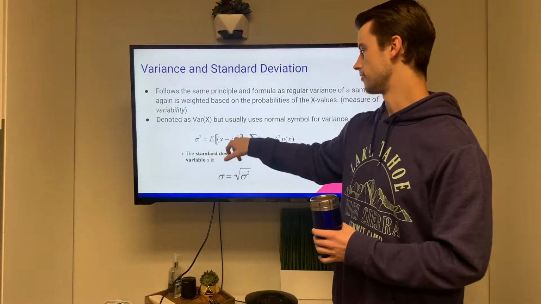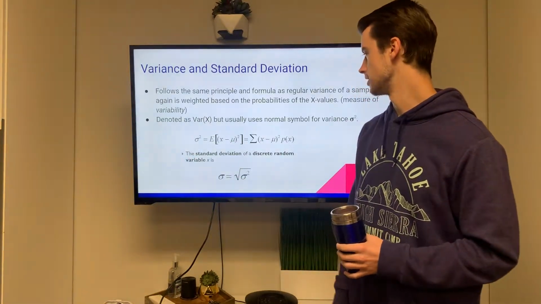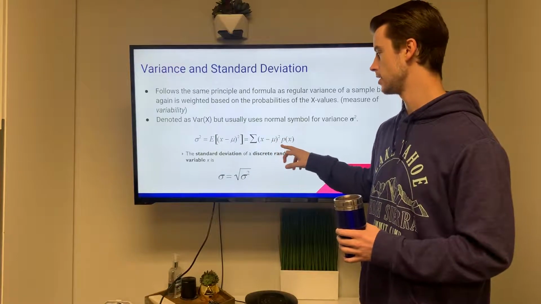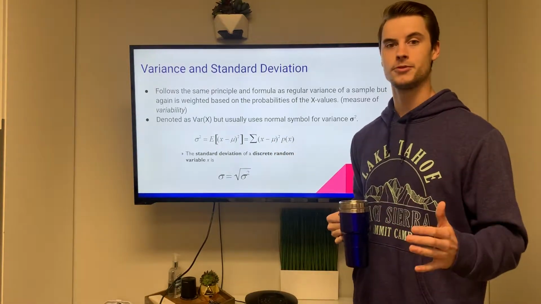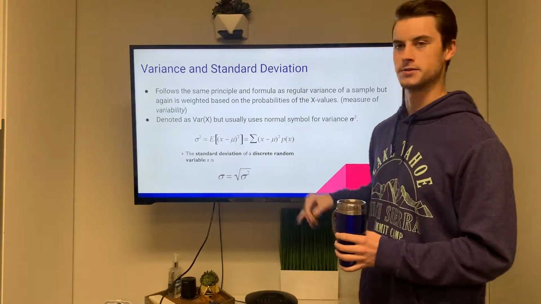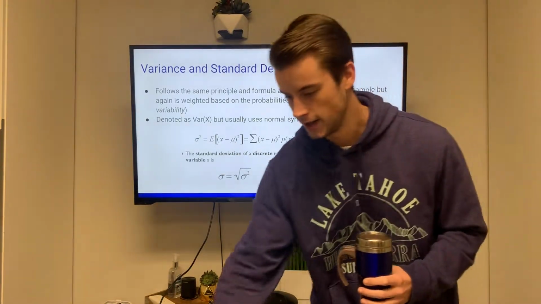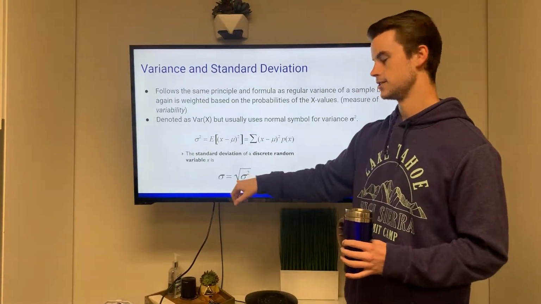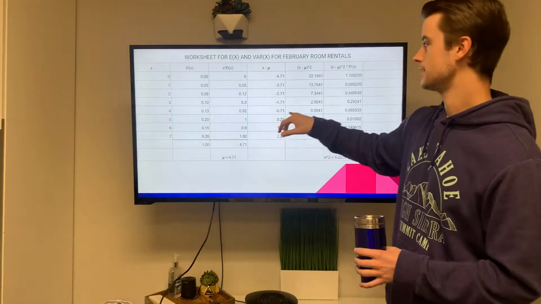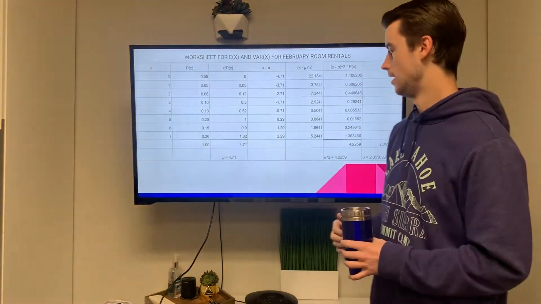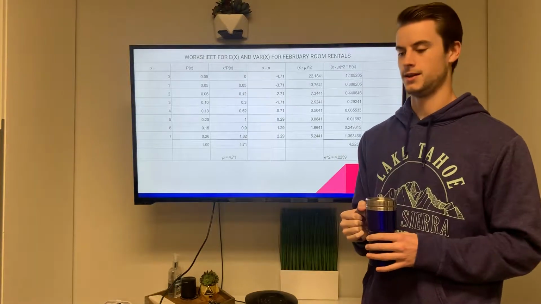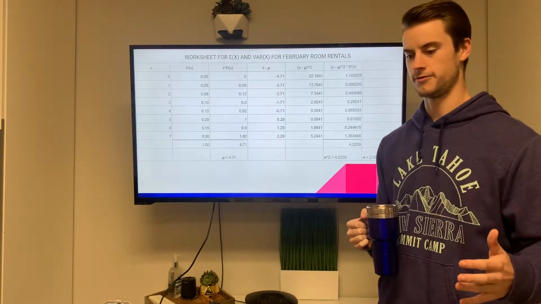The formula for variance is just the sum of X minus the mean, squared, times the probability. It's the same formula for variance as the regular one we talked about last chapter, but you multiply by the probability, okay? And then the standard deviation is just the square root of the variance. Really easy, all right? I did this worksheet in Google Sheets. It took me all of 5 minutes. It's really simple if you know how to work it and know all the different functions you can use.